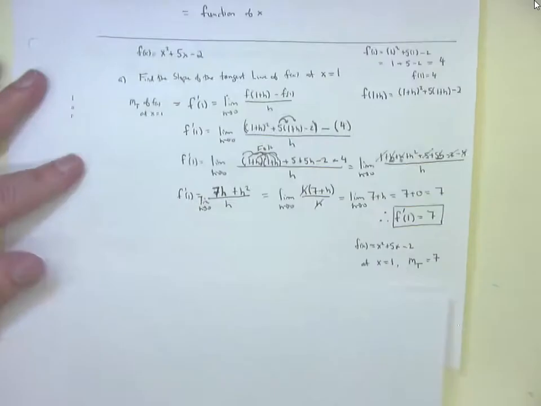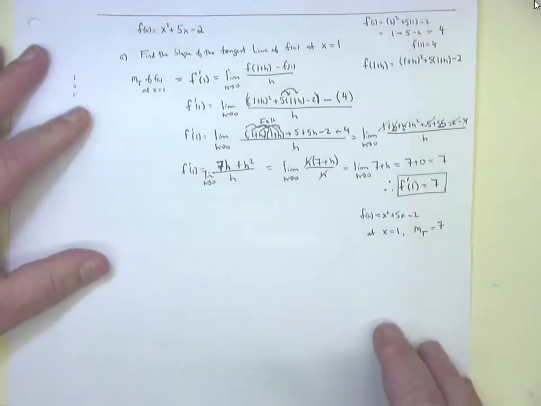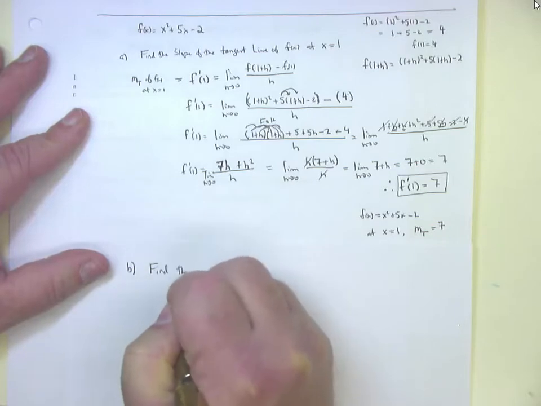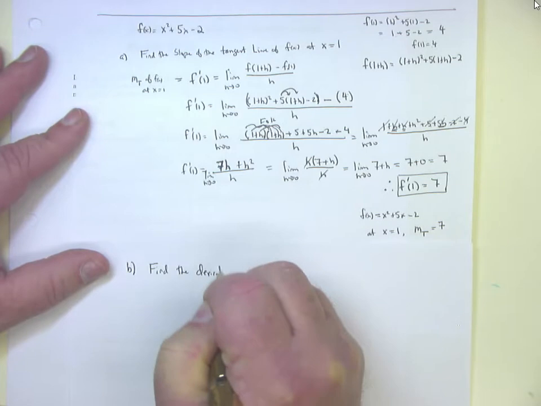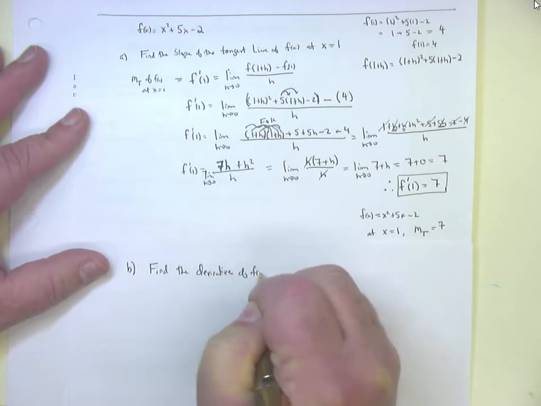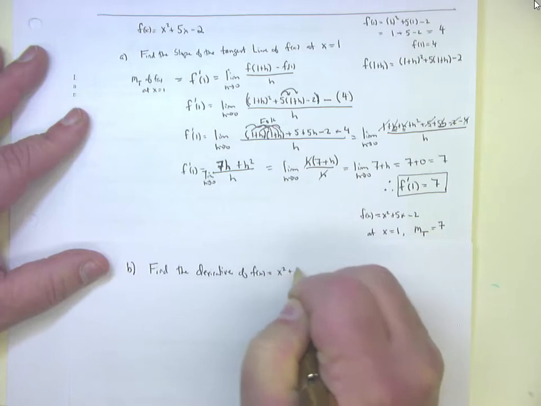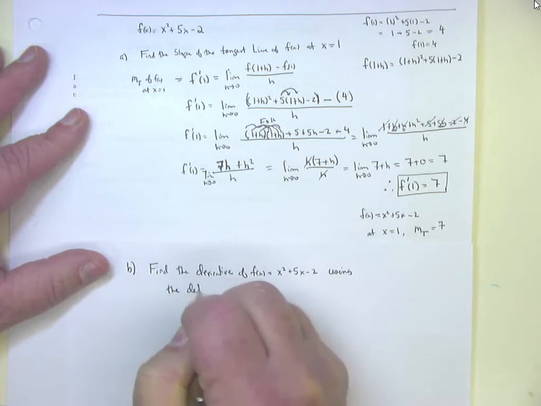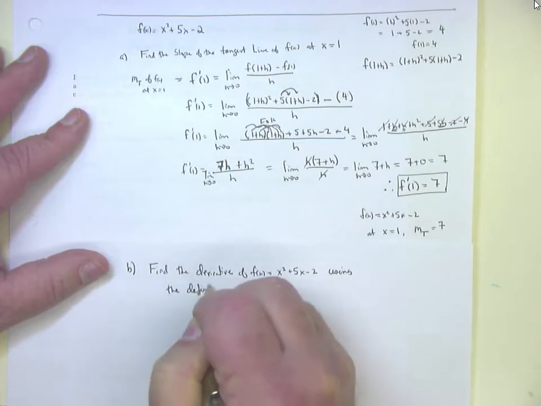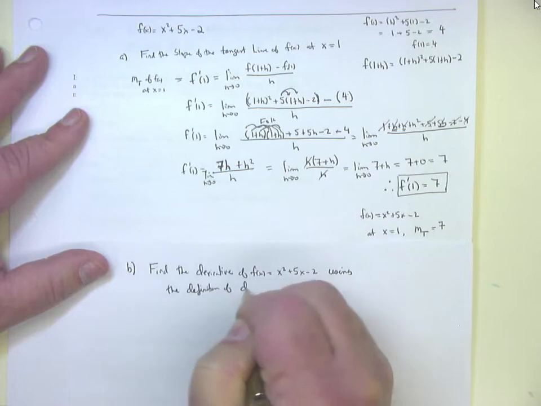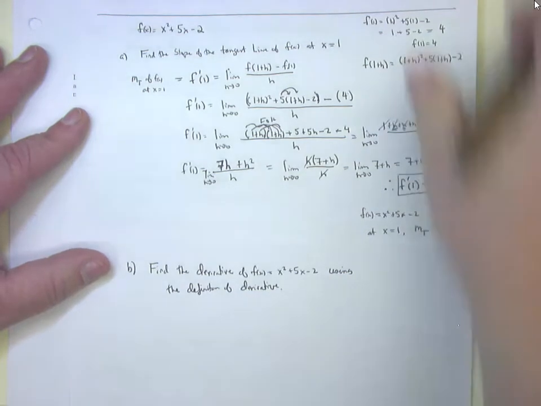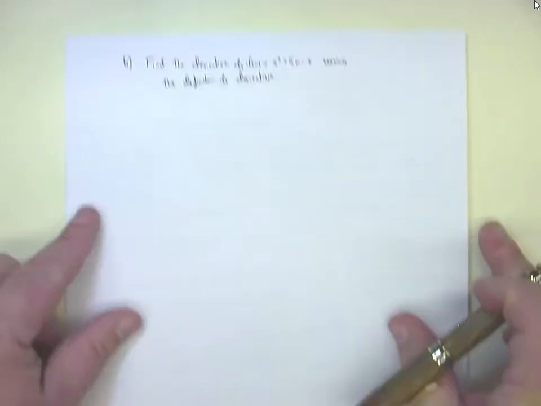Part B of this problem, and I'll write it up here so you guys can see the comparison. Part B is going to ask you to find the derivative of f of x, which is still x squared plus 5x minus 2, using the definition of derivative. Okay, I'm going to slide this paper up so you guys can see this. All right, so here's my new problem.